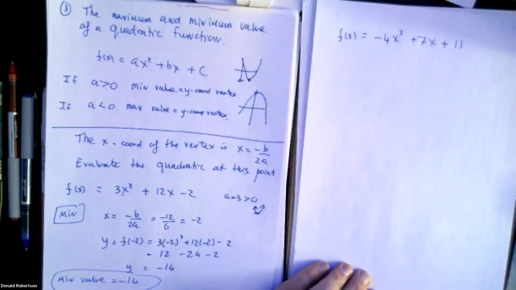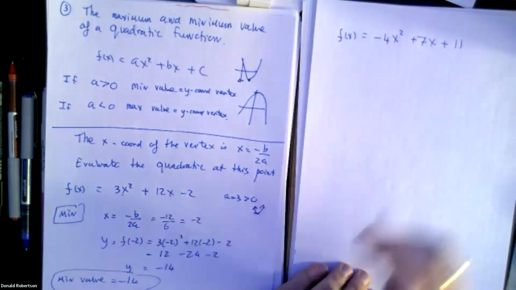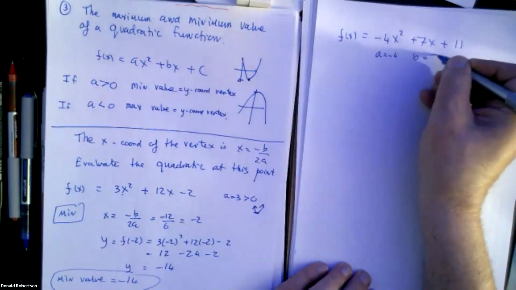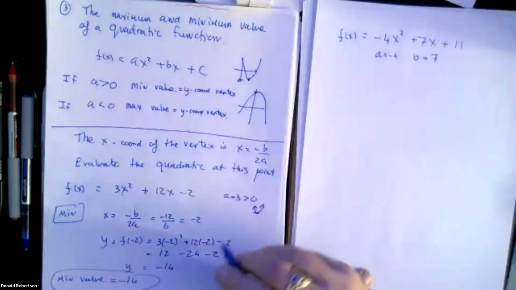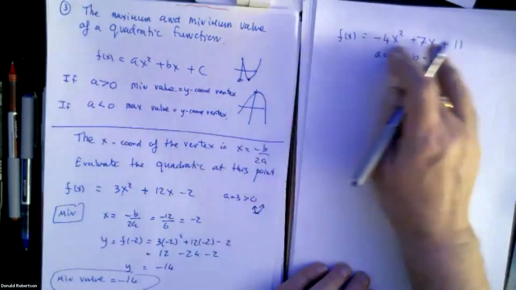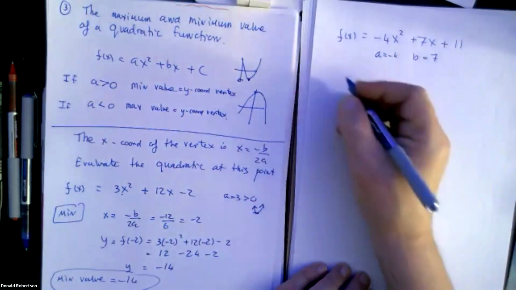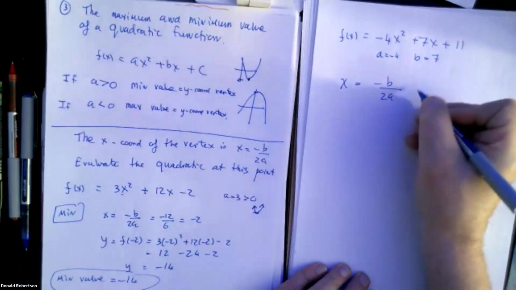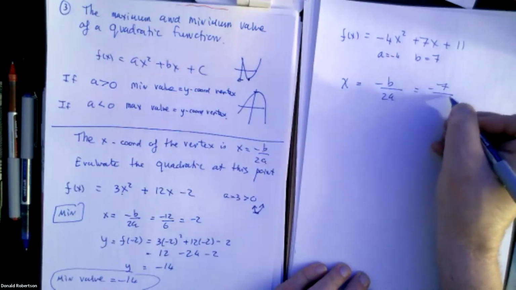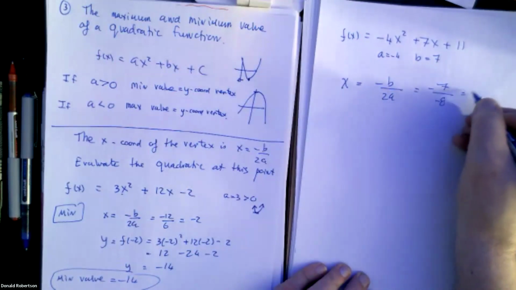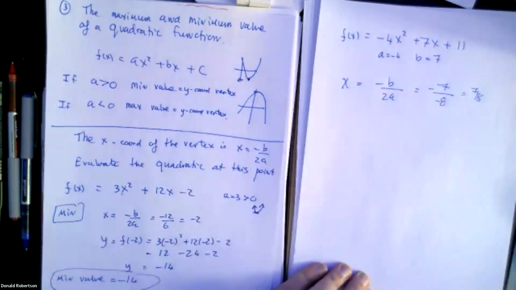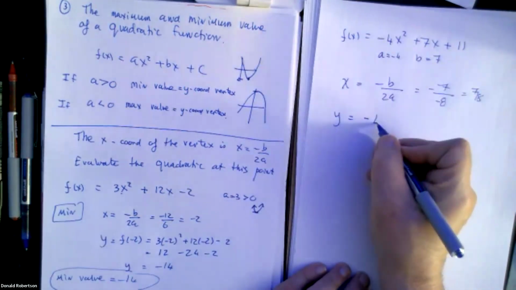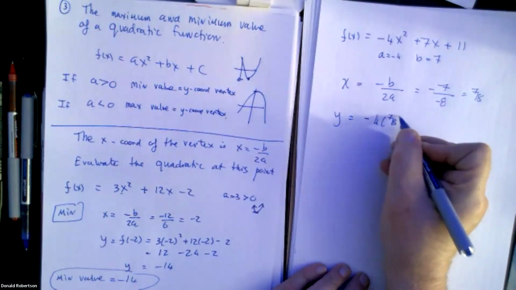That's pretty ugly, and I'm sure I'm going to get really ugly answers out of it. But a is negative 4, b is 7. I don't really care about c, it's not involved in this part. The x-coordinate of the vertex is negative 7 over negative 8, so it's basically 7/8. And then the y value is this function when x is 7/8.